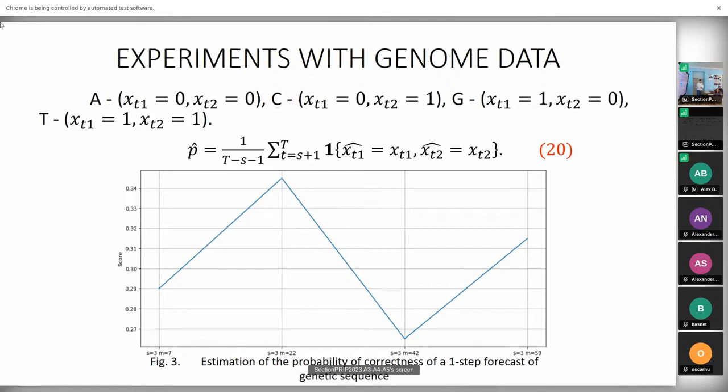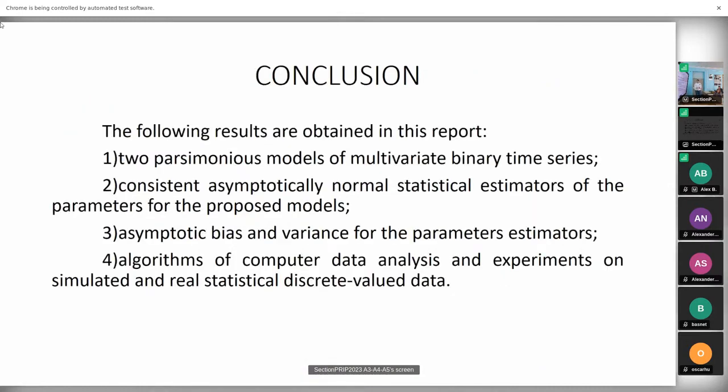We estimate the probability of correctness for one-step forecasting for both models. The results are presented in the table.